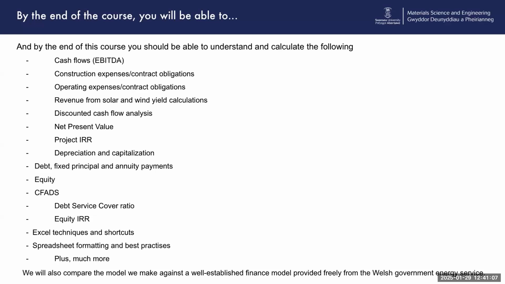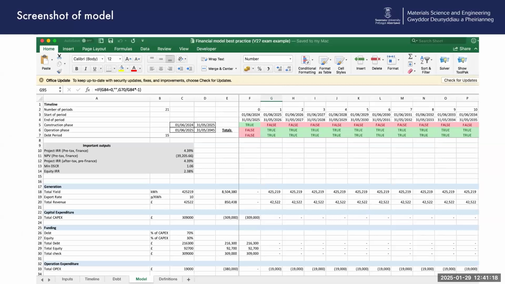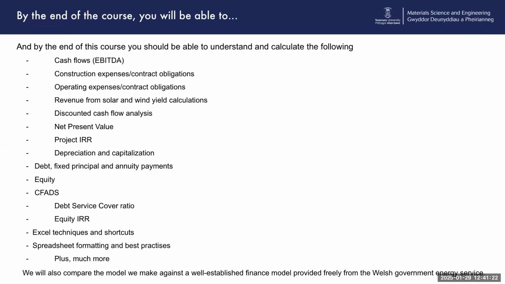You'll be able to understand discounted cash flow analysis, which is the value of money over time, which is basically the whole point of doing these timelines, because you'll be able to work out over time how much your money is worth. And that then really ties into what is net present value. And we'll talk about what net present value means. We'll talk about what the project IRR really means. We'll have a look at things like depreciation and capitalization.